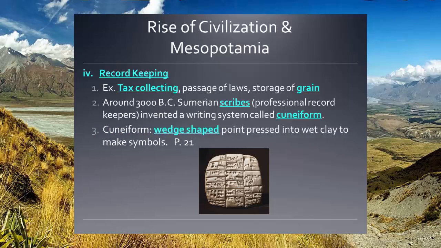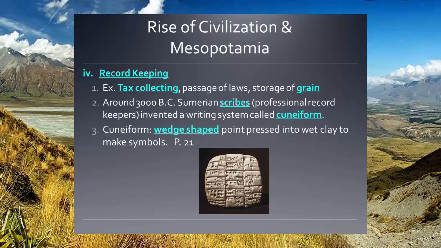If you look on page 21 in your textbook, you can see an example of cuneiform. It's all simply a wedge that's pushed into soft, wet clay to make symbols. They would use this type of writing to keep records, to communicate and keep track of the different things they need to keep track of.